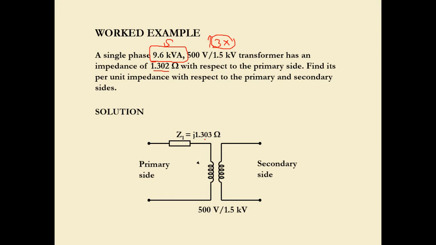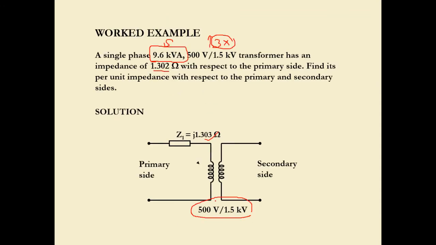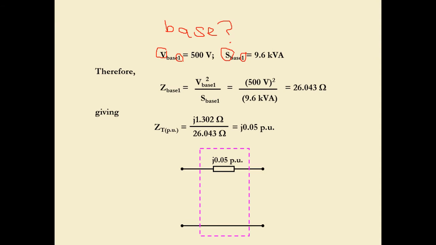It's j1.302, and then we have the turn ratio, which is 1 to 3 or 500 to 1,500. So first of all, again, find the base value. You must start with the base value. What is the base value of V and S? Since we have two parts, we notify the primary part as 1, here also 1. We pick from the ratio of the transformer 500 volt at the primary side as the V base 1, and S base 1 is 3.6 kVA.